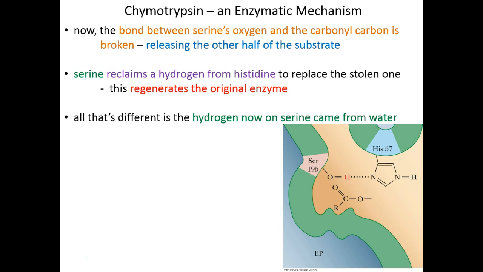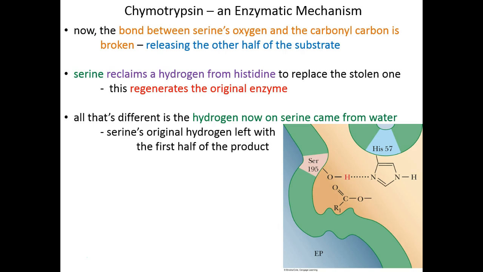The only thing that's really different in this whole enzyme at this point is the hydrogen in red that you see on the screen that serine is now holding on to. That hydrogen came from the water molecule that entered the active site in phase 2 of the mechanism. The rest of the enzyme is entirely the same. The reason we needed that hydrogen from water is the original hydrogen we started with, that serine initially donated to histidine, histidine then gave to the leaving group, to the amino group of the half of substrate that left as a leaving group in phase 1.